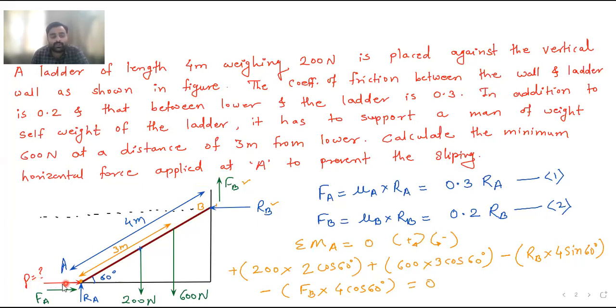Suppose a force of 60 Newton is applied at point A, which prevents the ladder from sliding down.